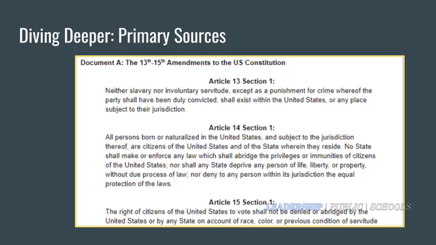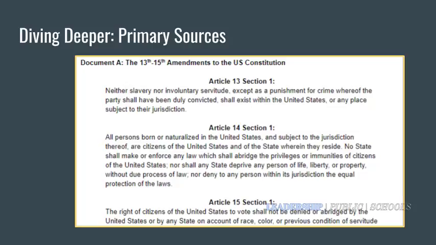Document A is the 13th, 14th, and 15th Amendments to the Constitution. Article 13, Section 1 reads, "Neither slavery nor involuntary servitude, except as a punishment for crime whereof the party shall have been duly convicted, shall exist within the United States or any place subject to their jurisdiction." Article 13, or also known as the 13th Amendment, ended slavery in the United States.